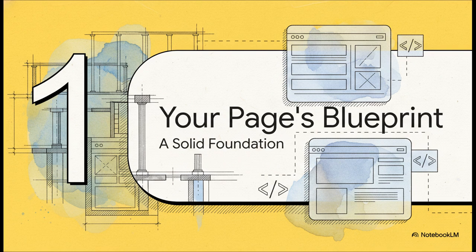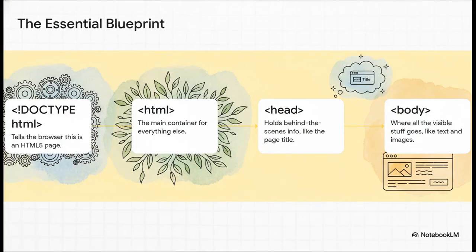Okay, so just like any good building needs a solid blueprint before you start putting up walls, every single web page starts with the same basic structure. This is the absolute foundation, and here's the best part, it's pretty much always the same. Let's break down those essential pieces. Every single HTML page you ever make will have these 4 non-negotiable parts. First up, you've got the doctype declaration. That's just you telling the browser, hey, we're using modern HTML5 here.